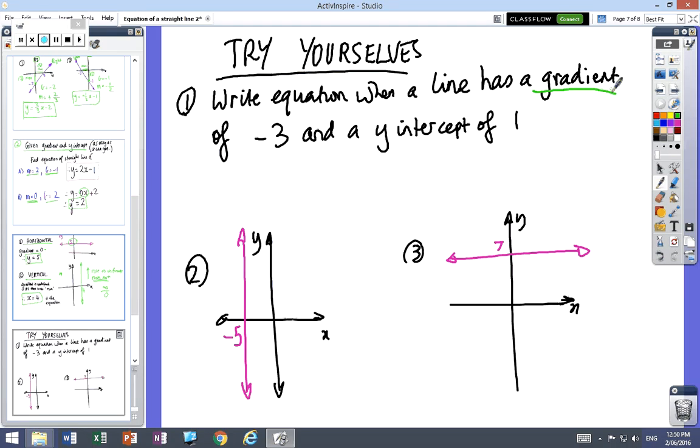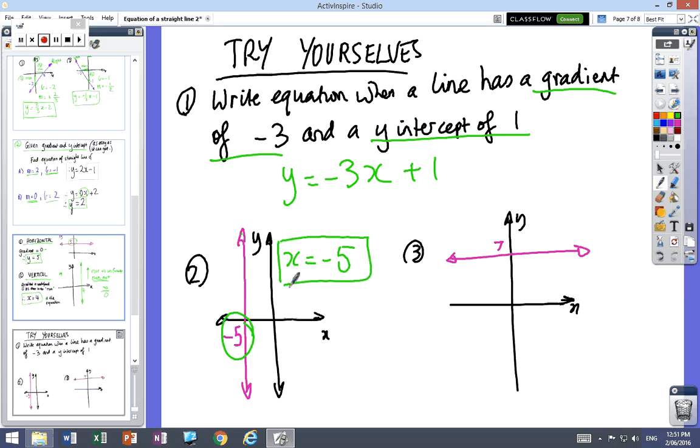Okay, so the gradient is -3, so that means it's -3x, and the y-intercept is positive 1, so y equals -3x plus 1. Number 2 is the vertical line, so it's x equals, and it crosses at -5, so the answer is just x equals -5. And the last one is the flat line, so the gradient is 0, and it's just y equals 7, where it crosses there.